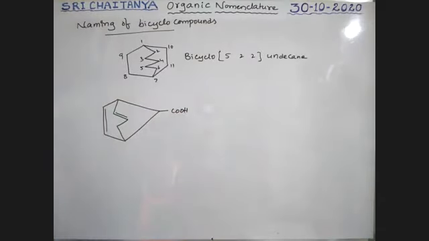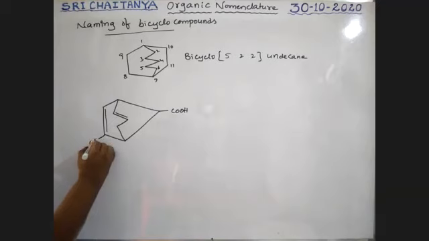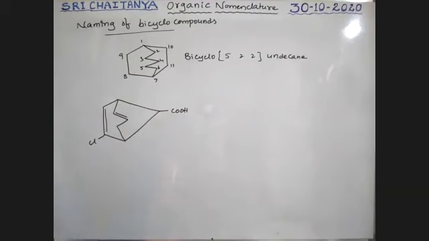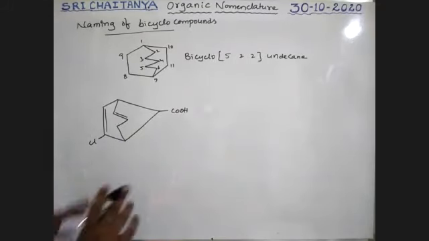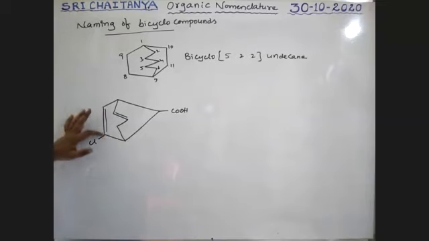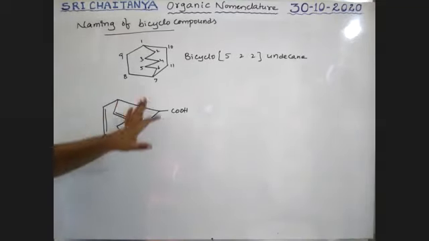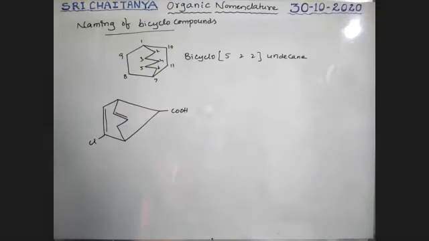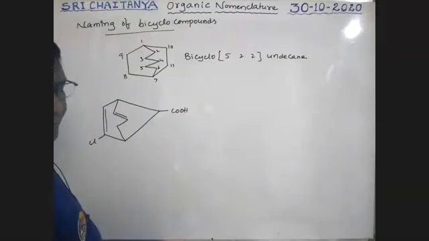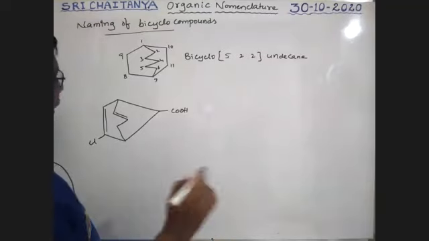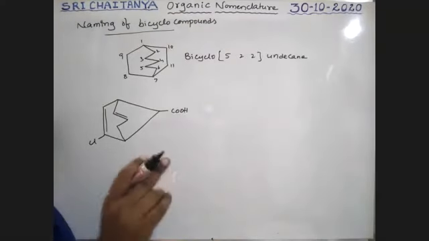COOH. Here chlorine is used. Now, what is the name of this compound? First of all, how many carbons? 1, 2, 3, 4, 5, 6, 7, 8. Only you should take the ring into consideration. 8, 8. Therefore, it is oct. Next, identify the ring.